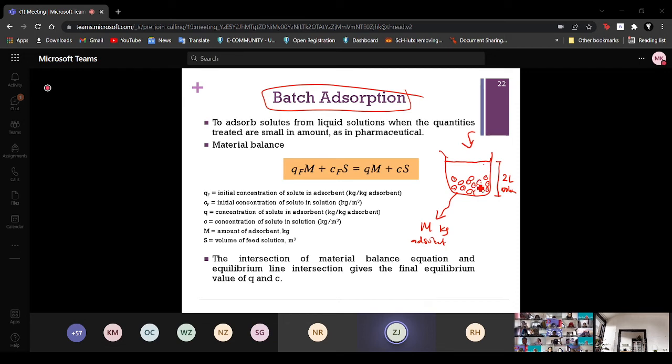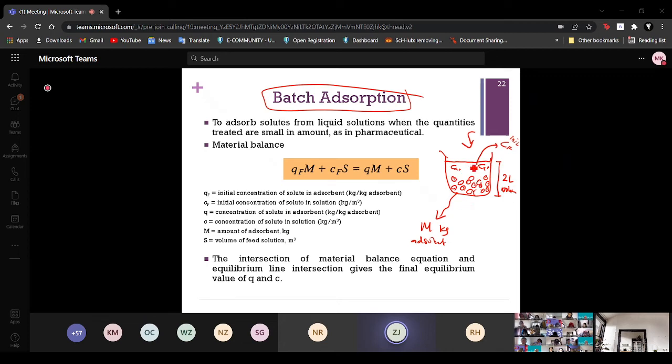nak absorb apa? Contoh you absorb metal lah, metal iron, calcium. Okay, let's say you put calcium. So you can take this sample and then you know the concentration of calcium. Okay, initial concentration mula-mula. This is initial. Okay, macam mana nak tahu? You take sample from that liquid and then you analyze lah. You guna analyzer. Setelah analyzer, then you know the concentration.